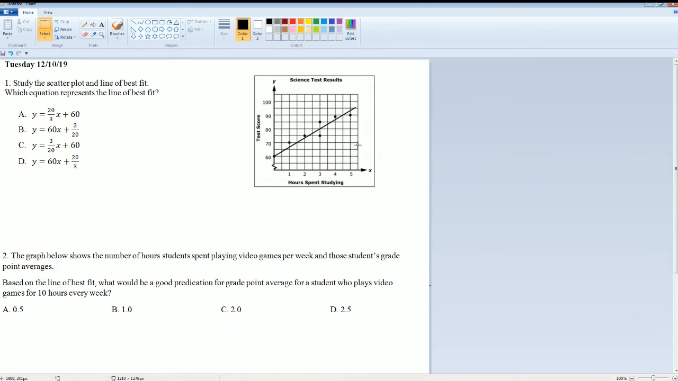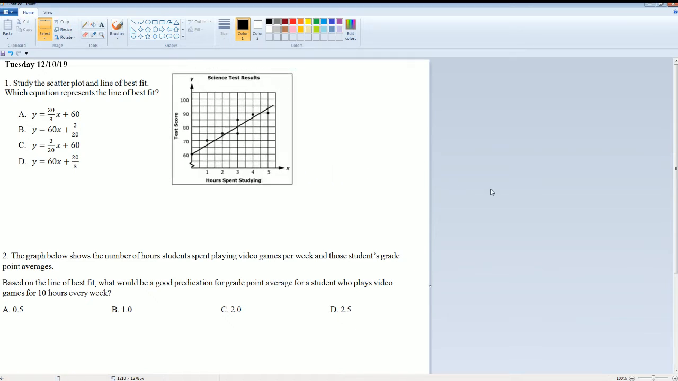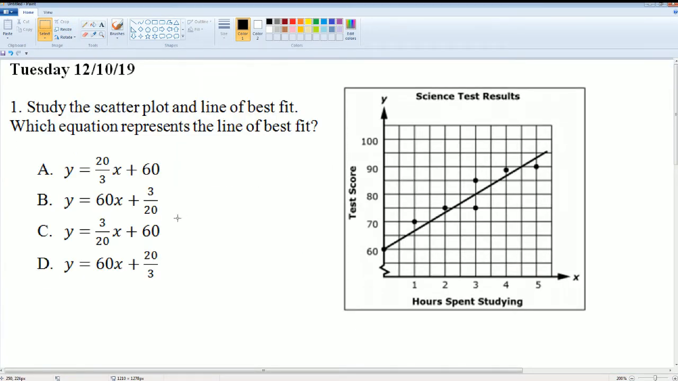Number one, let me bring this closer and you can take a look. Let's zoom in. Okay, number one, you're going to look at this scatter plot and see which line best represents the line of best fit.